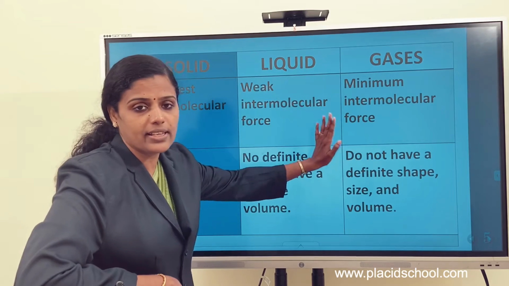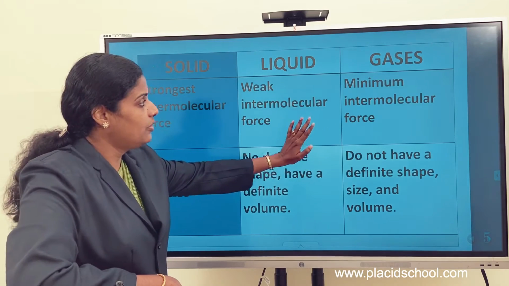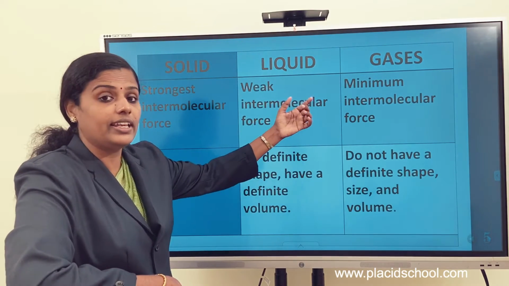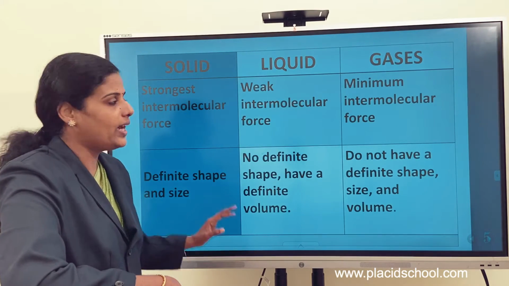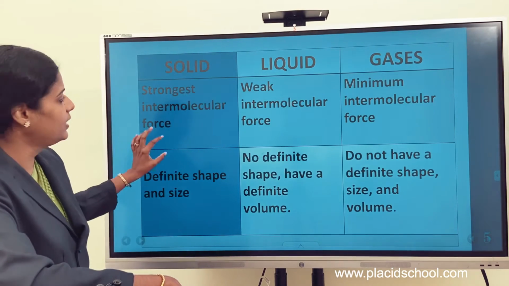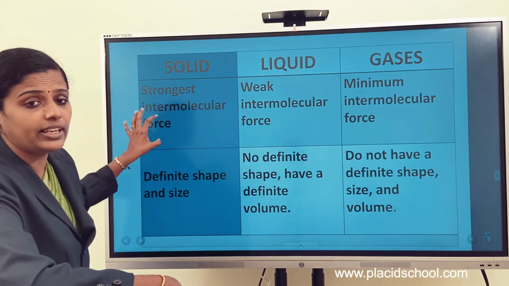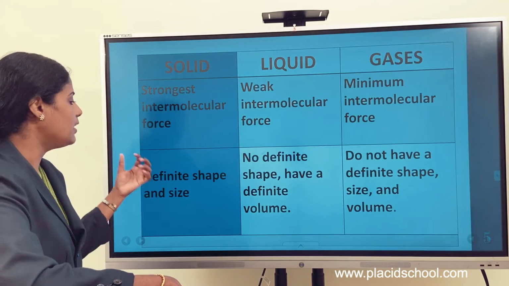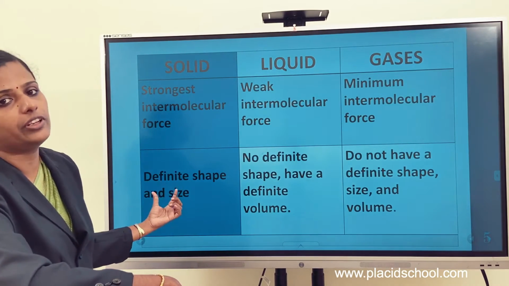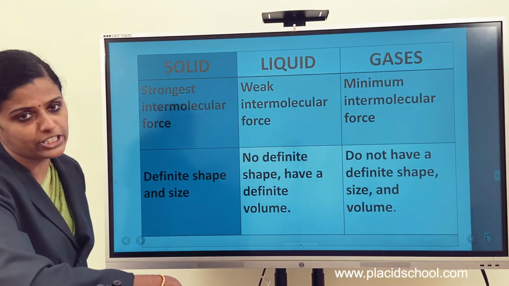So the liquid and gases together we know as fluids, which we will study in the coming chapters. Today our discussion is about solids. A solid has the strongest intermolecular forces and has a definite shape and definite size. So it's a rigid body.